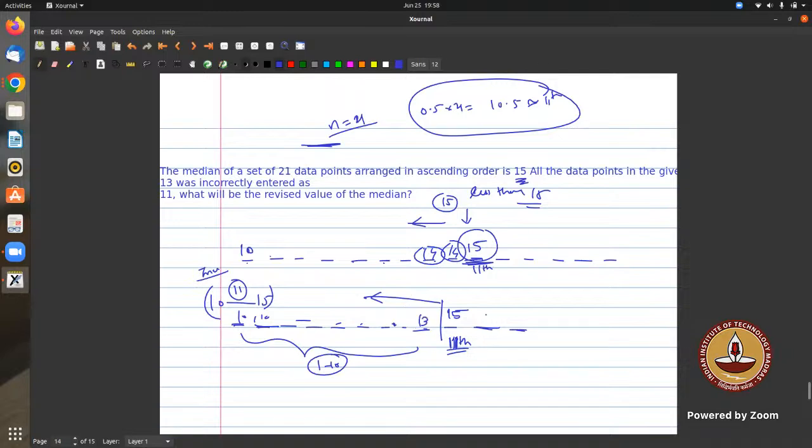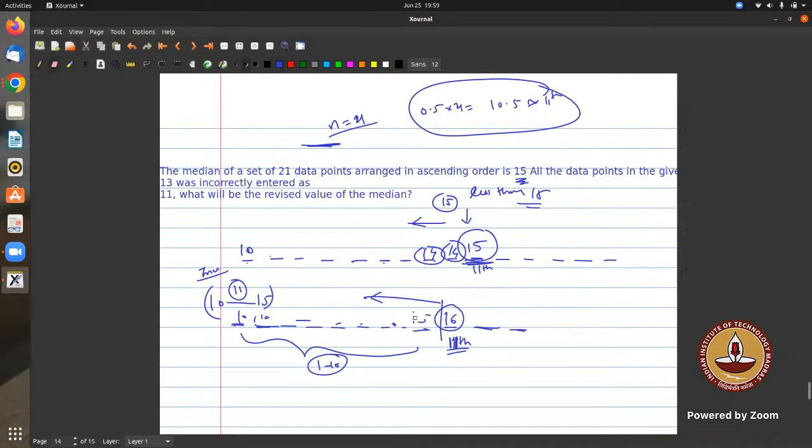What will happen? Nothing will happen to the median, because the median is the 11th value. If this value is 16, what will happen then? If it is 16, suppose, then 15 will come here and 16 will go there, right? Suppose 13 was incorrectly entered as 16, then the median will be 16, if it was like that.